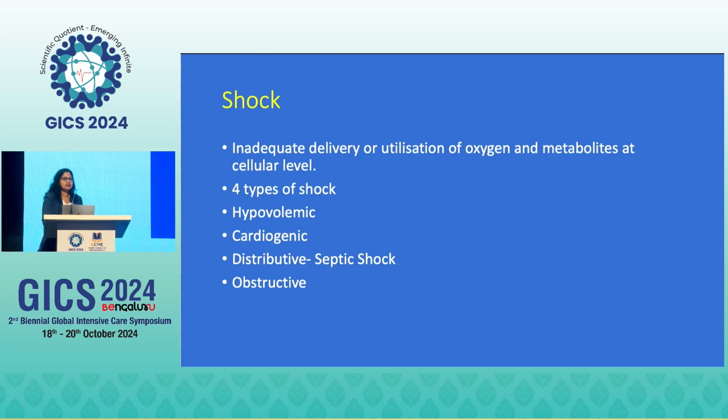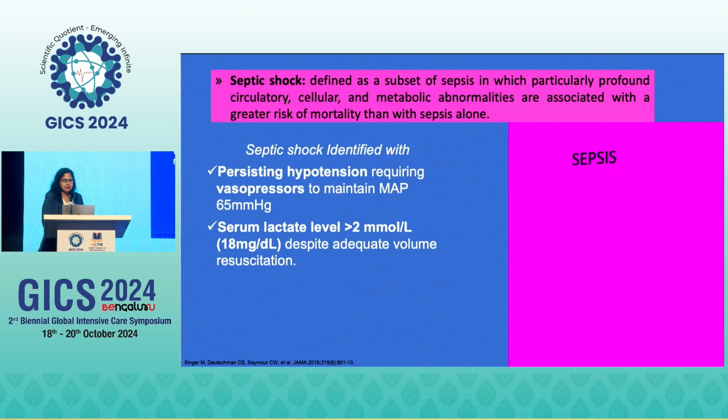In context to this discussion today, we'll largely be talking about septic shock. This is the commonest shock that we encounter in our ICUs. There could be a mixed component sometimes, where there could be a component of either cardiogenic or hypovolemic shock in such cases. Septic shock is defined as a subset of sepsis, where the patient has profound cellular and metabolic abnormalities, that is, persisting hypotension requiring vasopressors to maintain a MAP of around 65 millimeters of mercury, and serum lactate levels are high, more than 2.